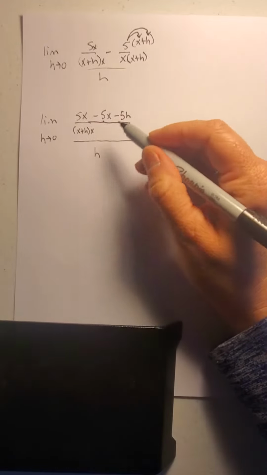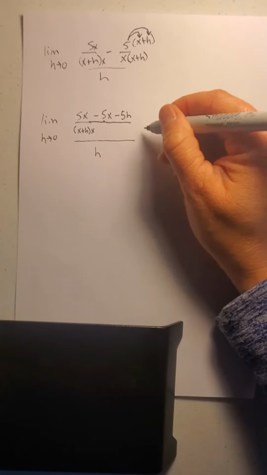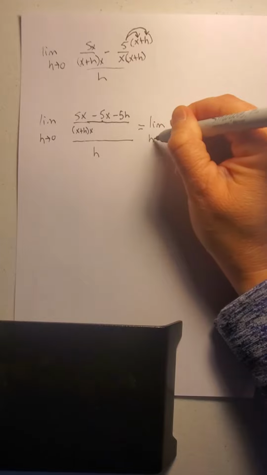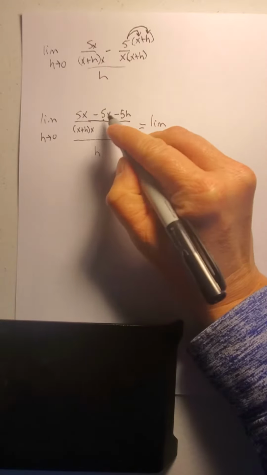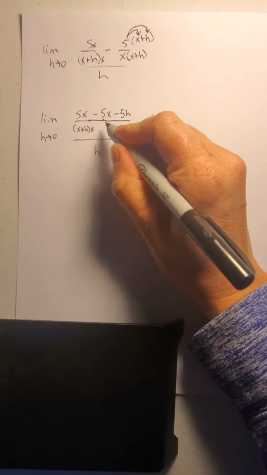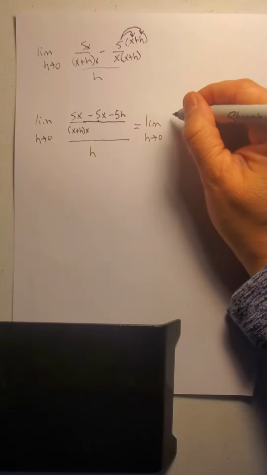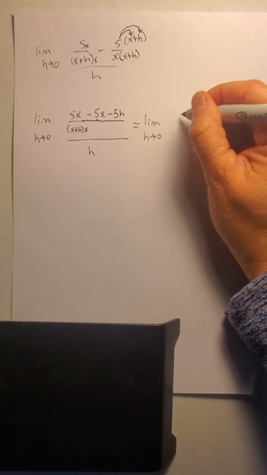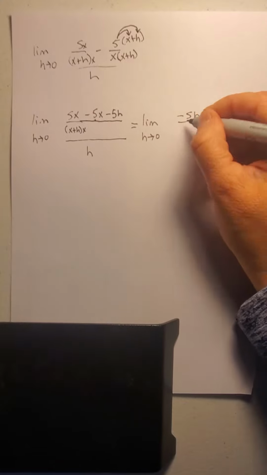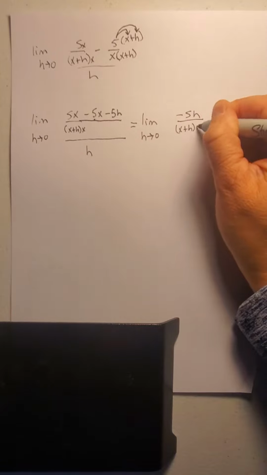as multiplying by 1 over h. So I'm going to go ahead and do two things at once. I'm going to combine my like terms up here, and then I'm going to go ahead and turn this to multiplying by 1 over h and get that h in the denominator down here. So 5x minus 5x is 0, and then we have minus 5h over x plus h times x.